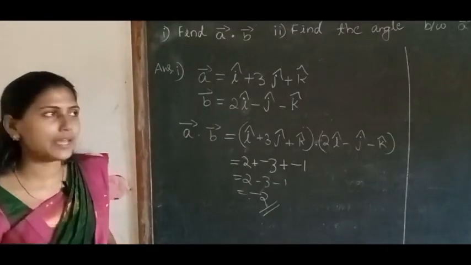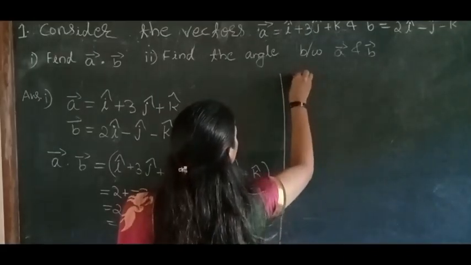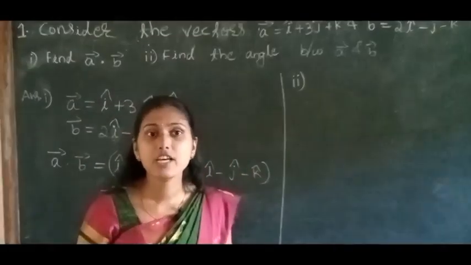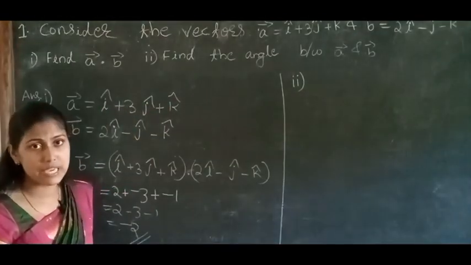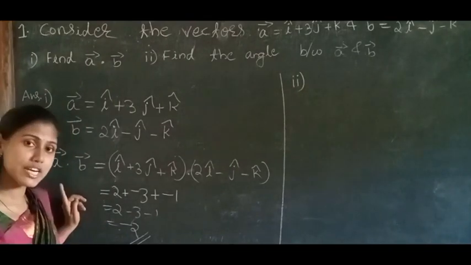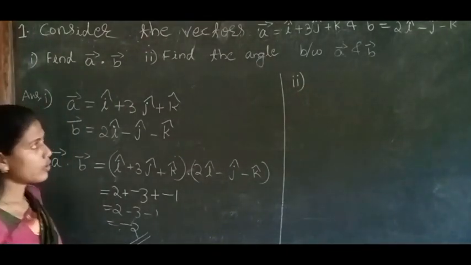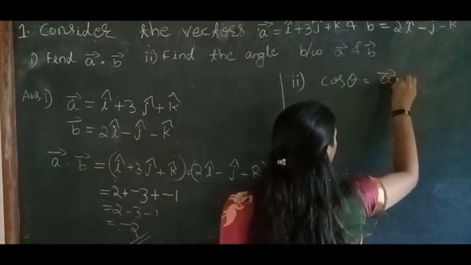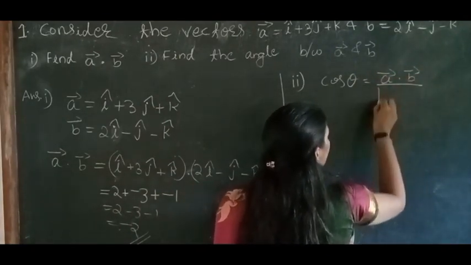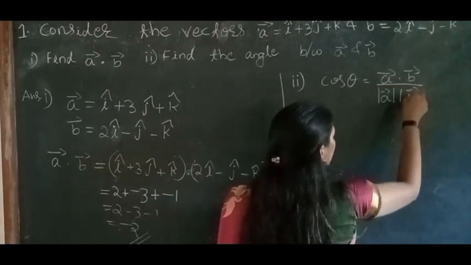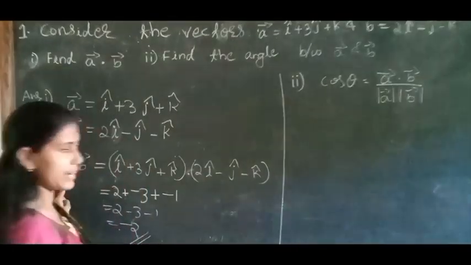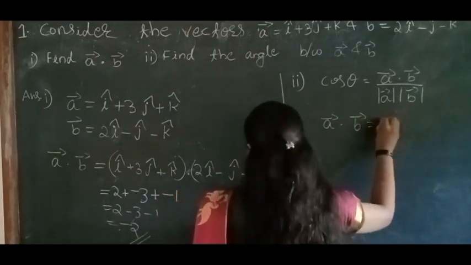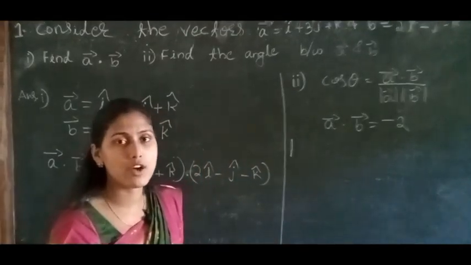Now we are going to do the second sub-question, that is the angle between vector A and vector B. We know that there are two equations to find the angle between vector A and vector B. But in the first sub-question we already found vector A dot vector B. So we use the equation cos theta is equal to vector A dot vector B divided by mod vector A into mod vector B. We already found that vector A dot vector B is equal to minus 2. First we find modulus of vector A.